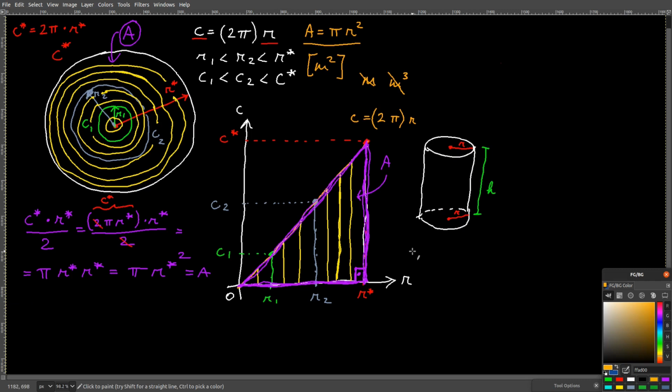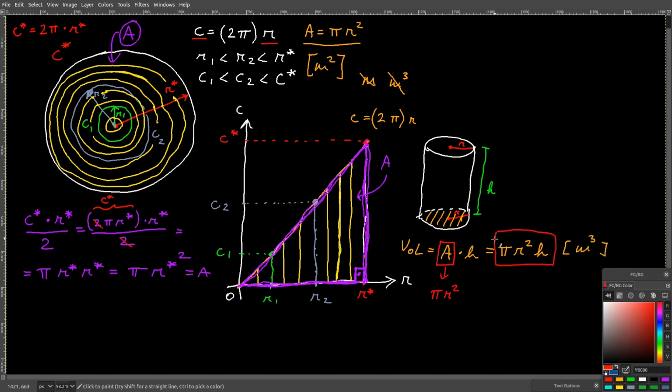And now, going back to our cylinder's volume formula, where you had A times H, and A was the area of the cylinder's circular cross-section, and H was the cylinder's height, now, since we know the general formula for the area of a circle, we can replace this A with pi r squared. And so the volume of a cylinder will then be pi times r squared times H. And now we're talking about the volume, so the units must be cubic meters. So this is the general formula for calculating the volume of a cylinder.